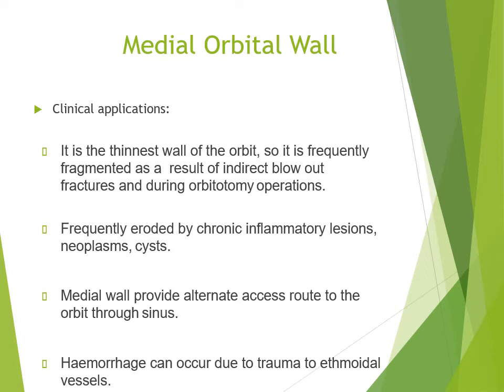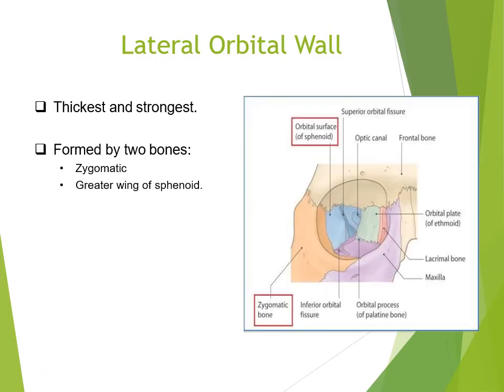So what are the clinical applications of the medial orbital wall? It is the thinnest wall of the orbit. Any infection from the nose easily spreads and easily erodes it because of chronic inflammation. The spread of infection from the nose is very frequent. And whenever there is a blow injury or fracture, this is the first wall to get injured. Even hemorrhages occur through the injury to your ethmoid.